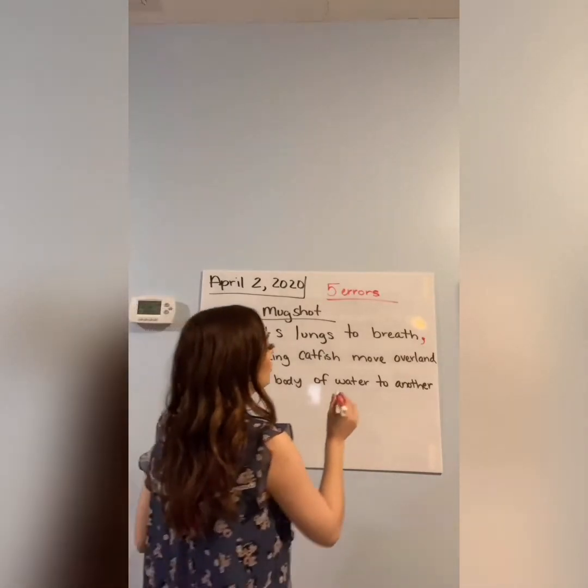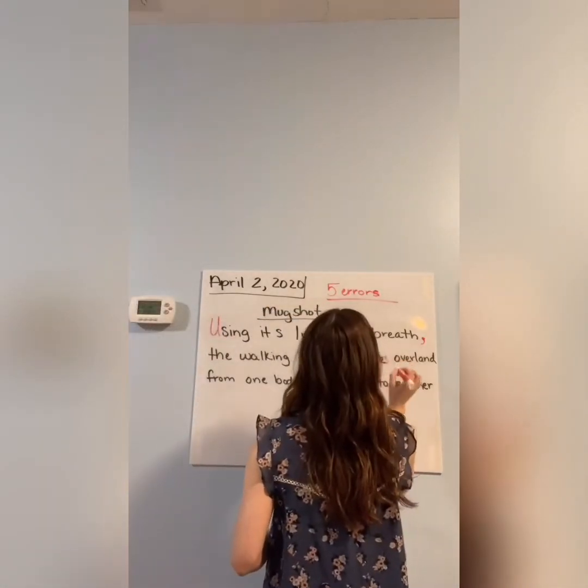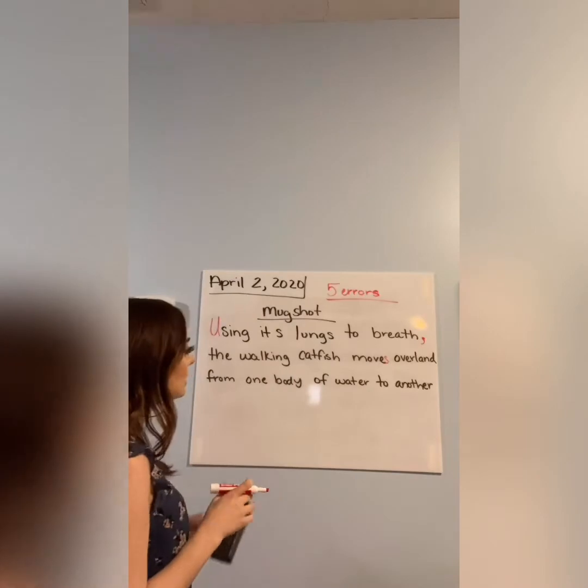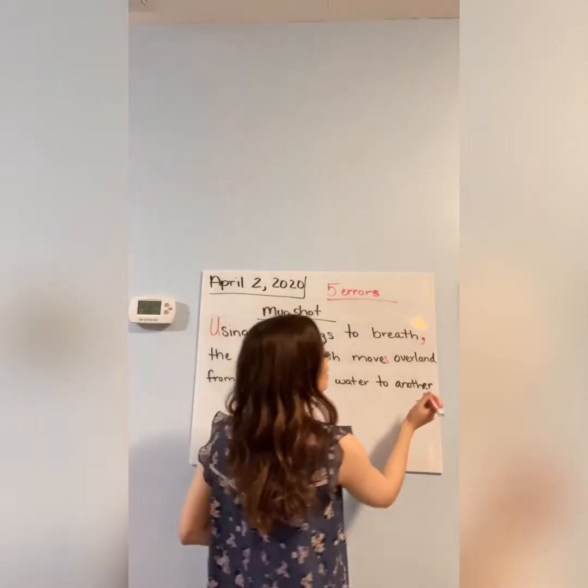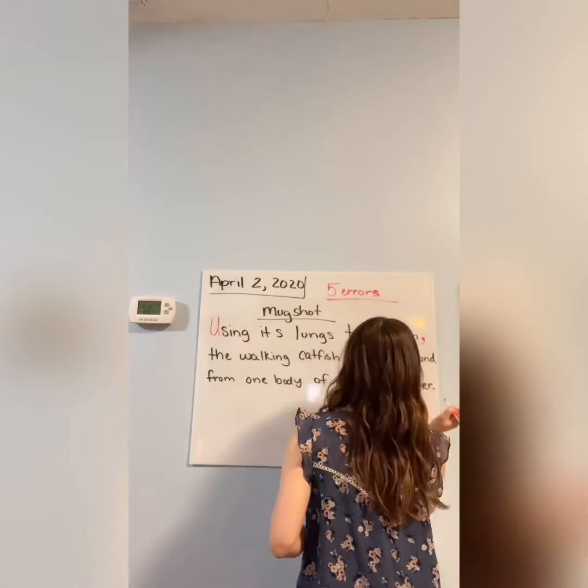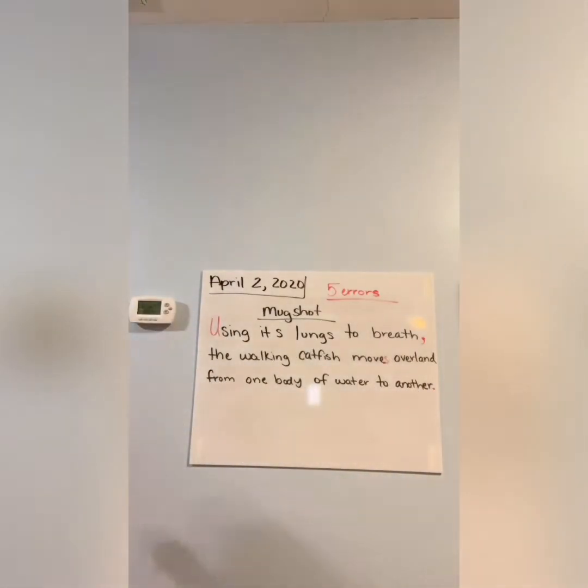Catfish moves overland from one, it needs an S added to moves, and then overland from one body of water to another. And then end the sentence with a period. So those are the corrections for this. Go ahead and write any that you missed down. I'll give you a minute to look over that.